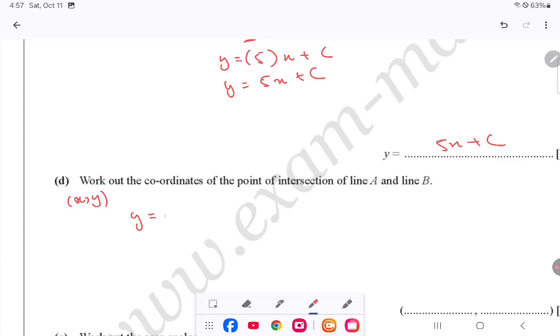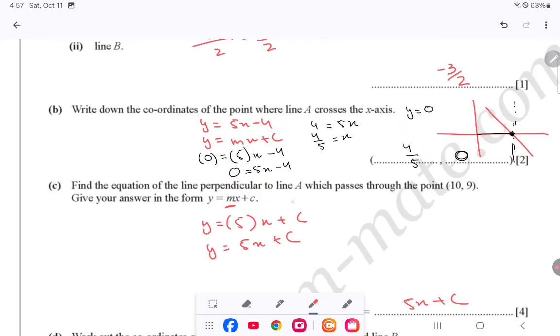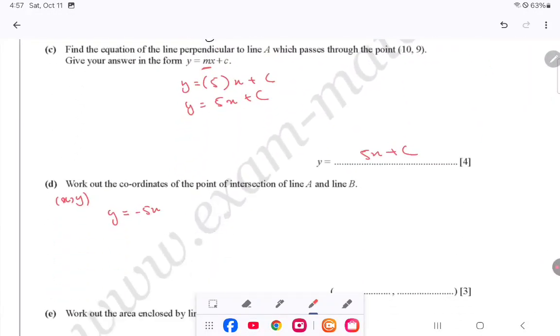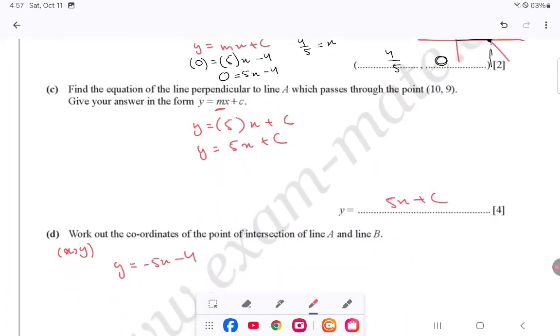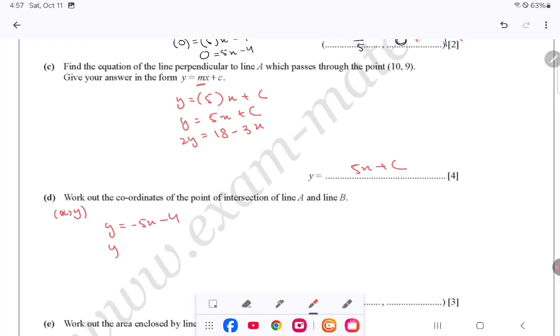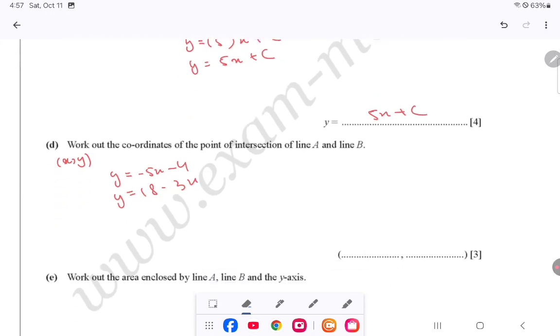y is equal to negative 5x minus 4, and 2y is equal to 18 minus 3x, if we subtract 3x from both sides. So we are left with 2y equals 18 minus 3x. Sorry, y is equal to (18 minus 3x) over 2. This is our line A equation, and this is our line B equation.